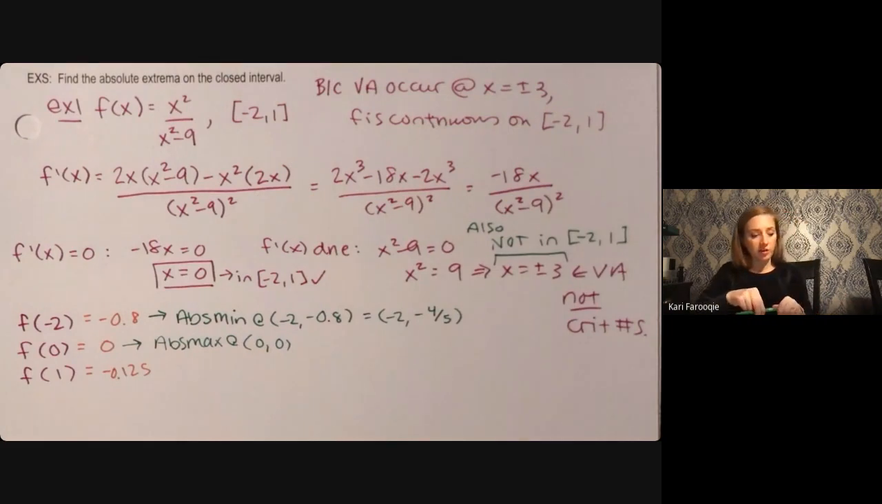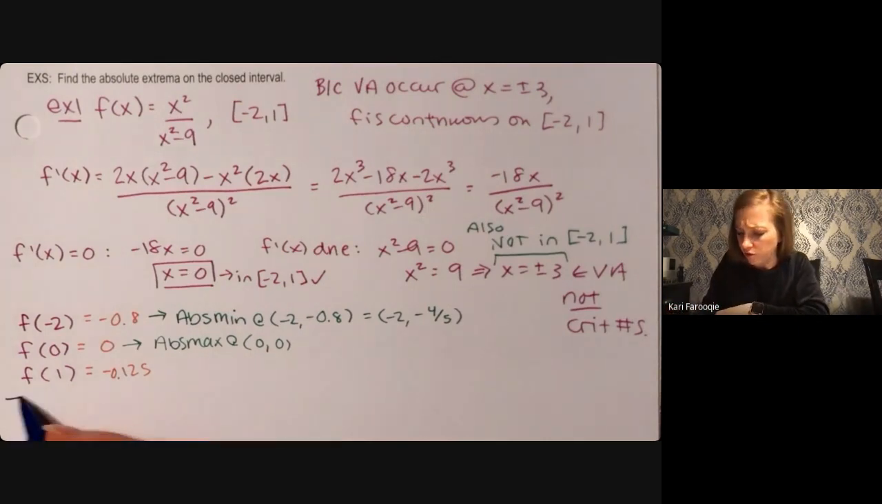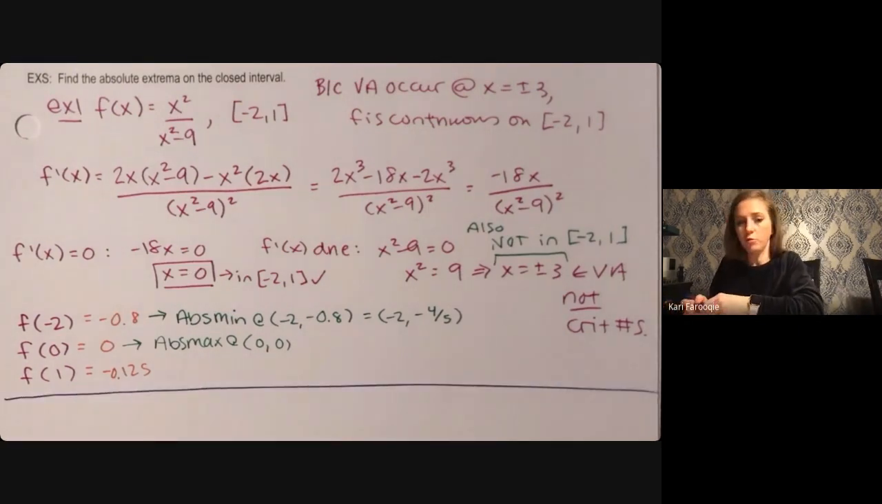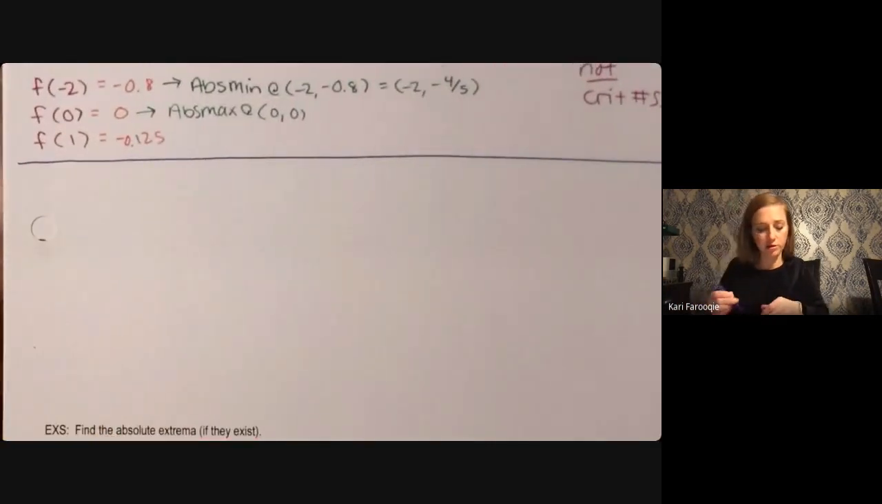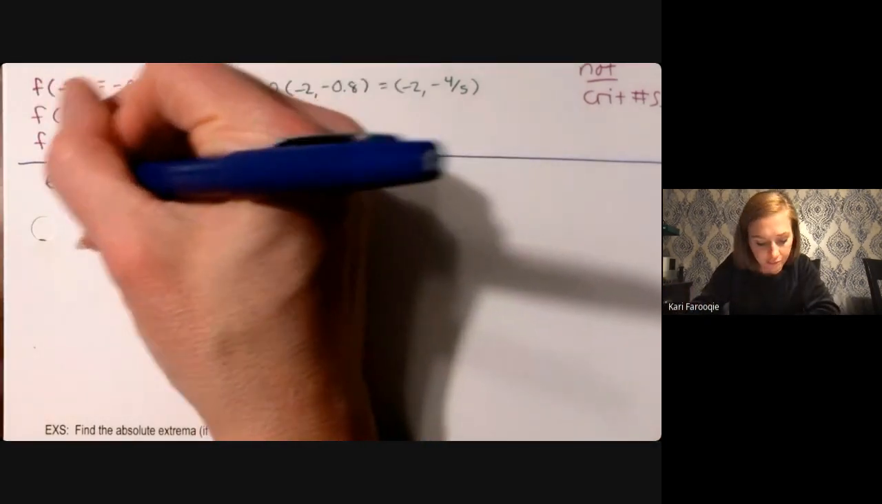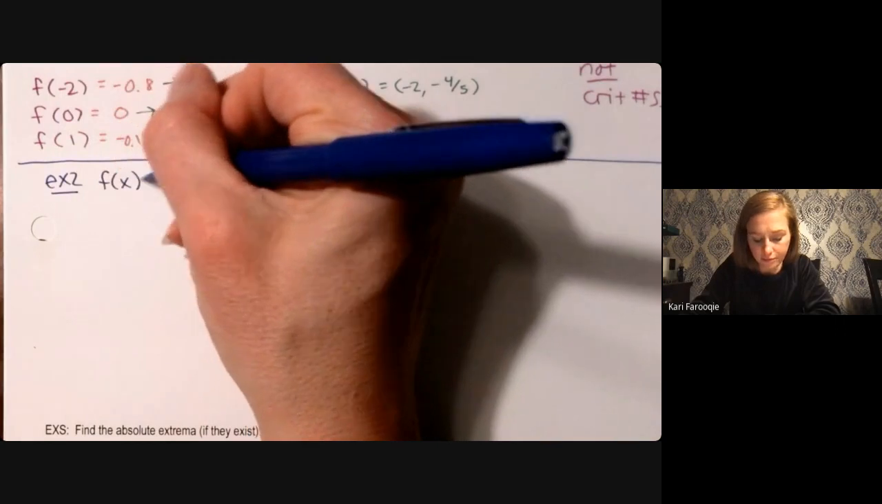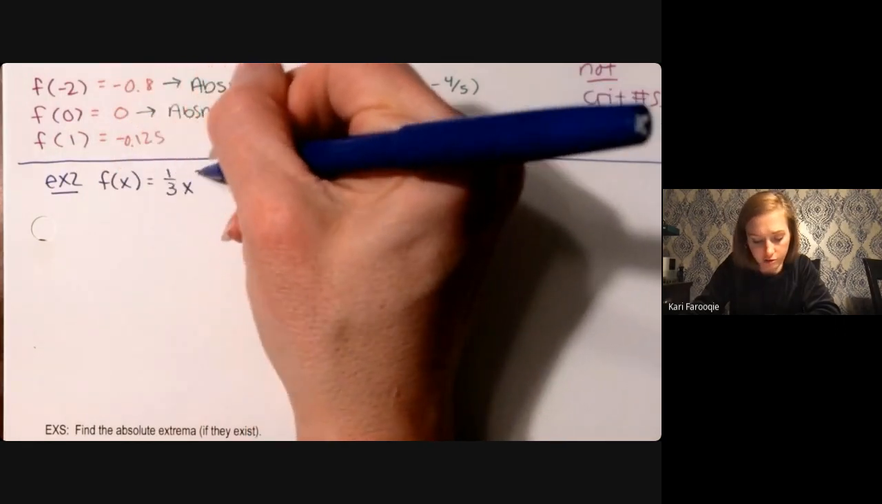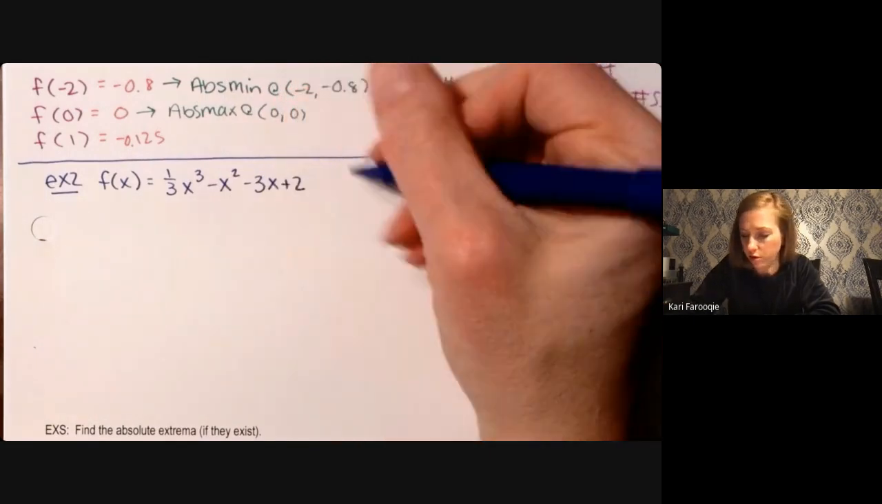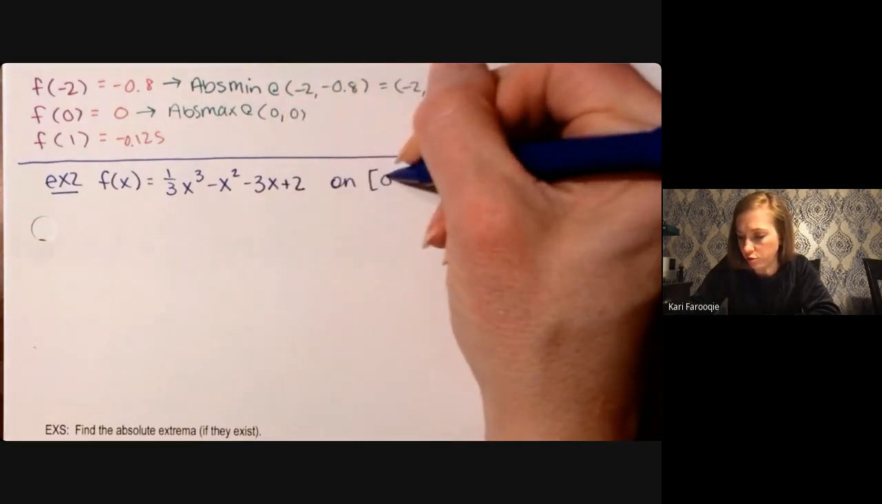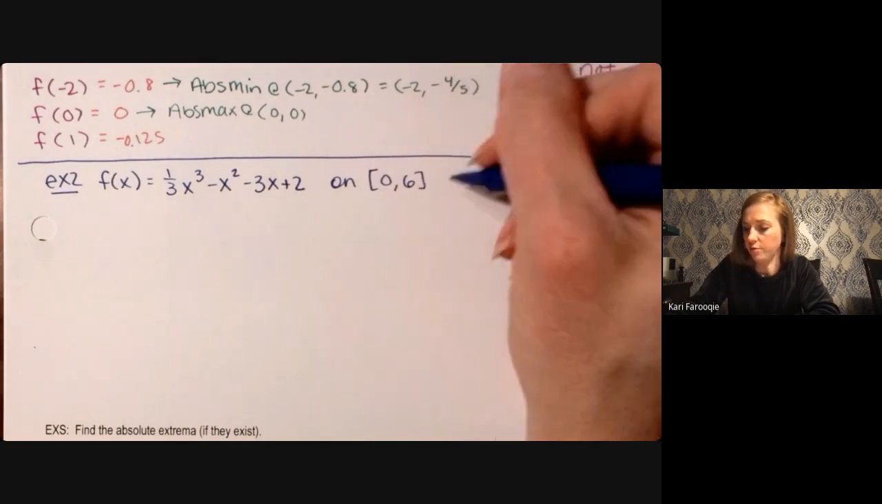I'm going to put another example here, a polynomial function that we'll work on next. This one won't take up quite as much space, but again, if your writing is a little bit larger, you might need to move to the other side of the page. So this is going to be example 2. F of x equals 1/3 x cubed minus x squared minus 3x plus 2, on the interval from 0 to 6.